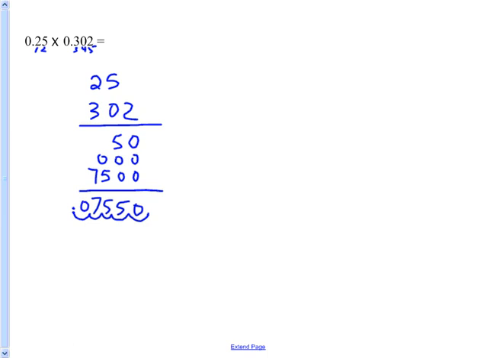So my answer is 0.0755. Now, what's tricky there is it only looks like there's 4 digits after the decimal. But if you remember, our original answer was 7,550. So there was one more digit there. And that's why it's a little tricky to talk about the number of digits after the decimal. Instead, what I would encourage you to do is multiply the numbers together and then move our decimal point the appropriate number of places.